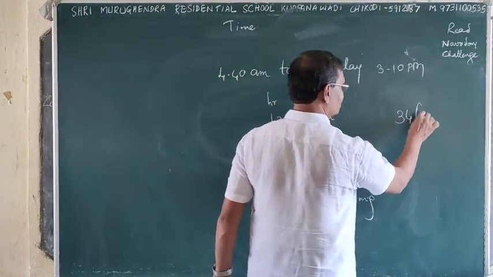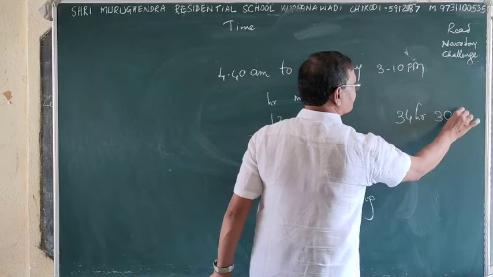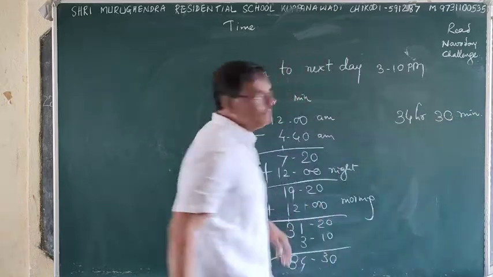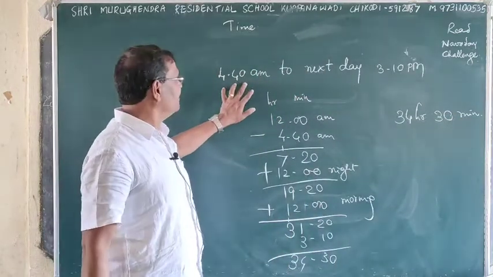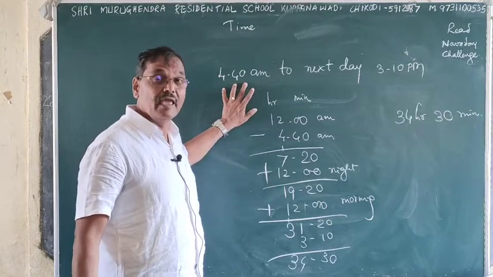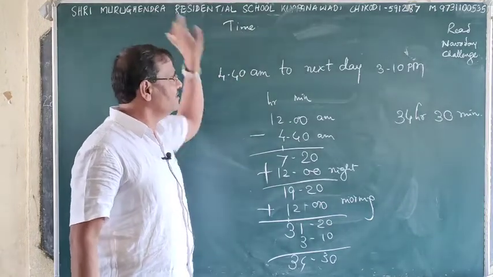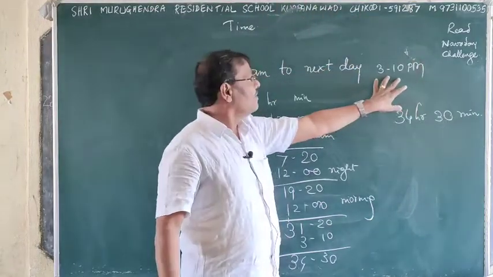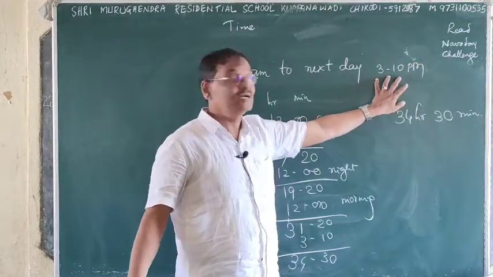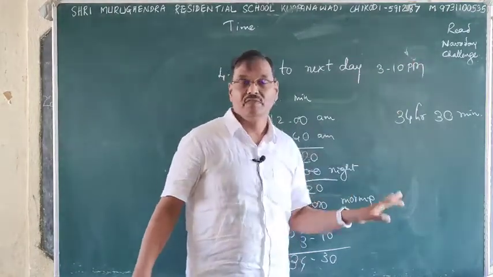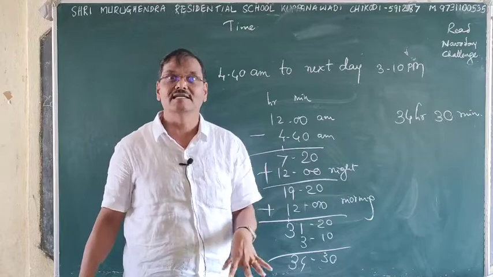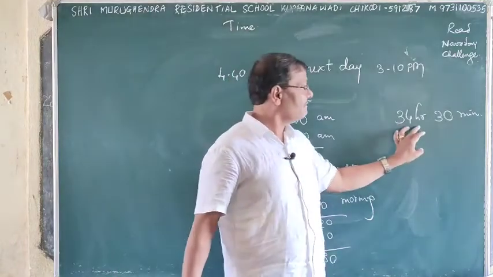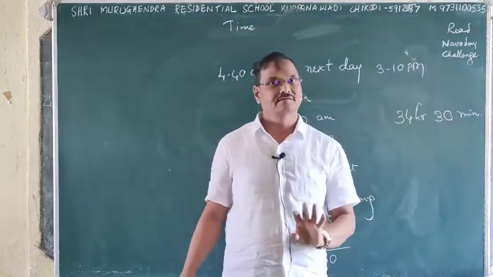34 hours 30 minutes. If a man sits in a train at 4:50 a.m. in Mumbai, he reaches Delhi by next day 3:10 p.m. Then how many hours he sat in the train is 34 hours 30 minutes.